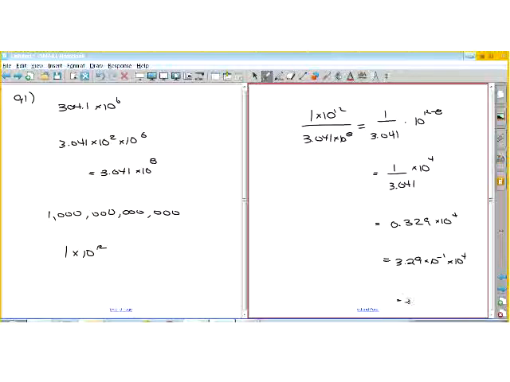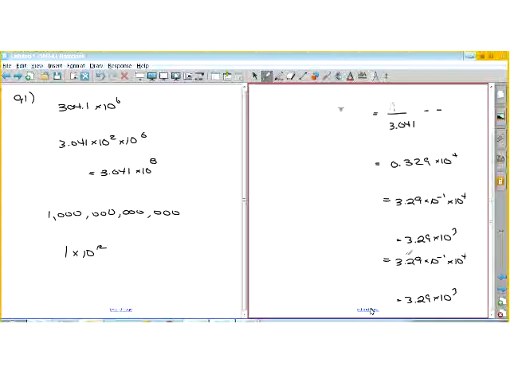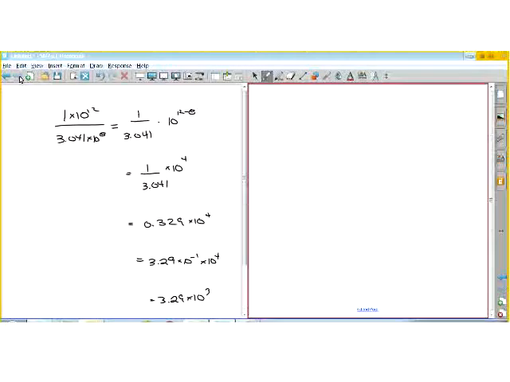So when you add these exponents together, you will end up getting 3.29 times 10 to the third, which is $3,290 per person they have to contribute.